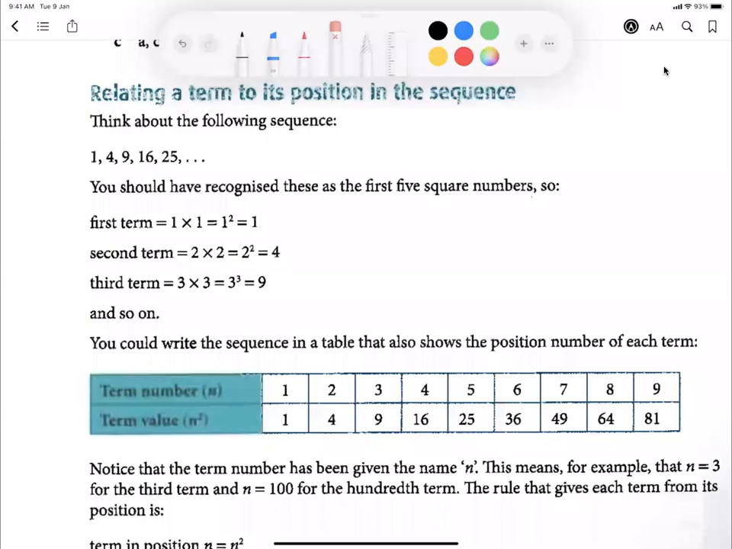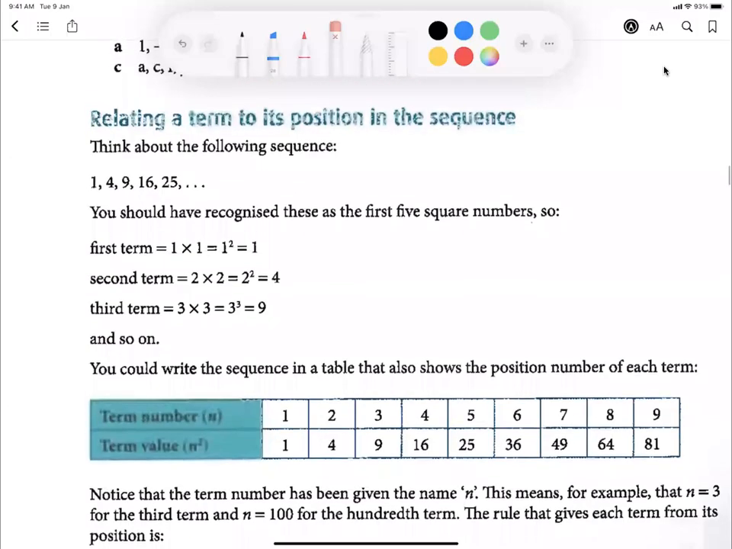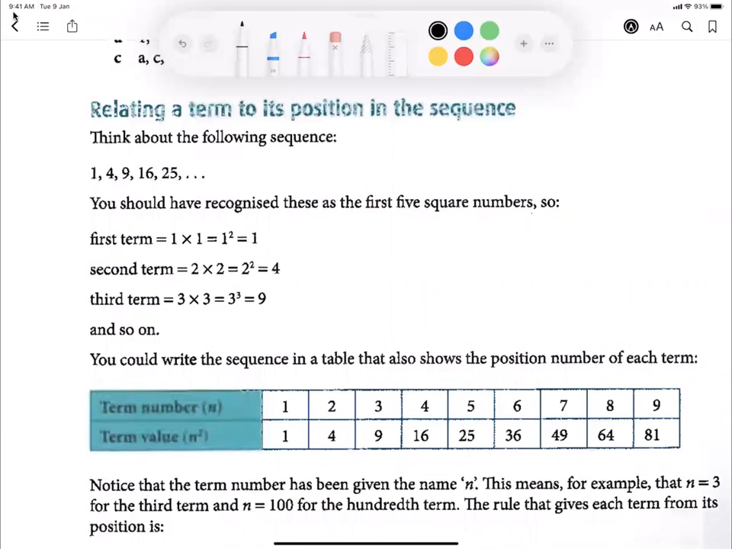Let's look at this. Relating a term to its position in the sequence, this is 9.2. Think about the following sequence: 1, 4, 9, 16, 25. You should be able to see a certain pattern here. This pattern is what we call square numbers. So 1 squared, 2 squared, 3 squared, 4 squared, 5 squared. So there is a relationship between the position and the term.